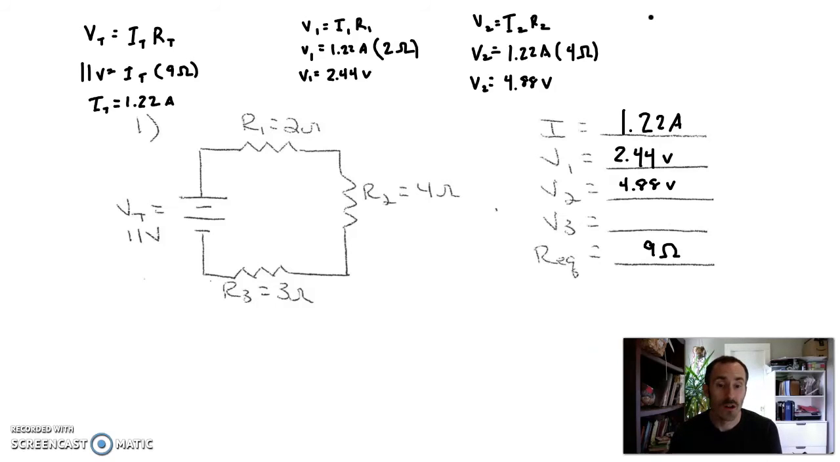Okay, so that's what I'm going to do. I'm going to go V3 is equal to VT minus V1 minus V2. So V3 is equal to 11 volts minus 2.44 minus 4.88. And that gives me a voltage drop of 3.68 volts.